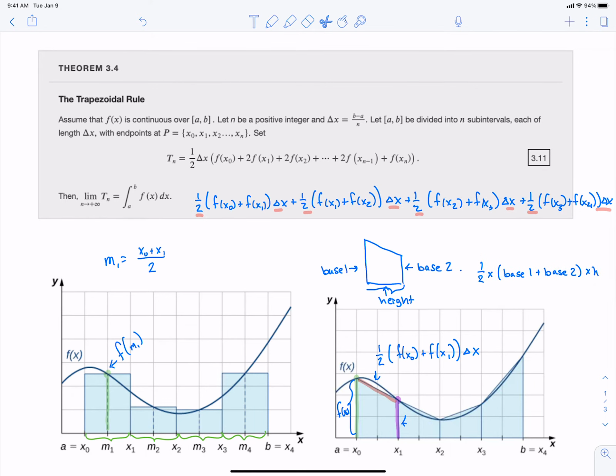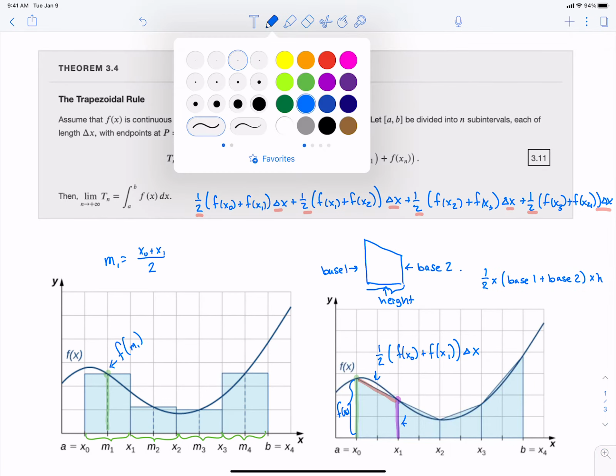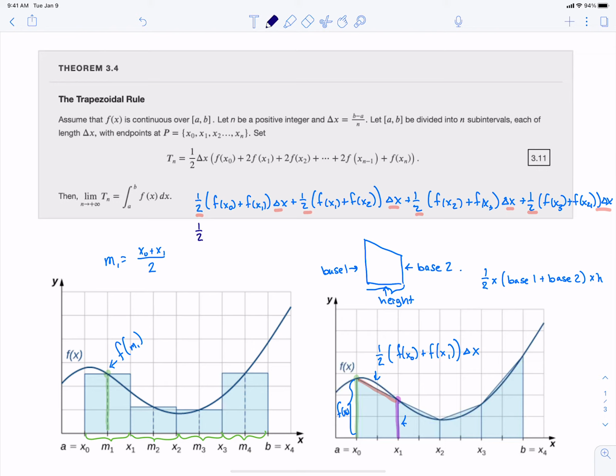I'm going to move this down just a little bit and change my color. So we get 1/2 delta x out in front. Notice in our trapezoid rule, that's sitting out in front. And then we have f of x sub 0 plus f of x sub 1, plus another f of x sub 1, plus f of x sub 2, plus another f of x sub 2, plus f of x sub 3. I'll do a little highlighting here in a second to show you again where all of these are coming from.